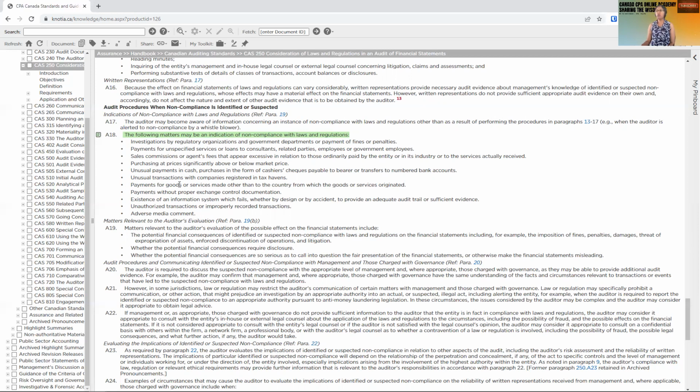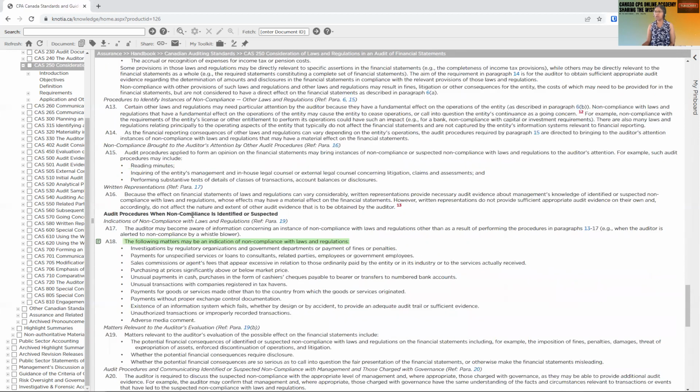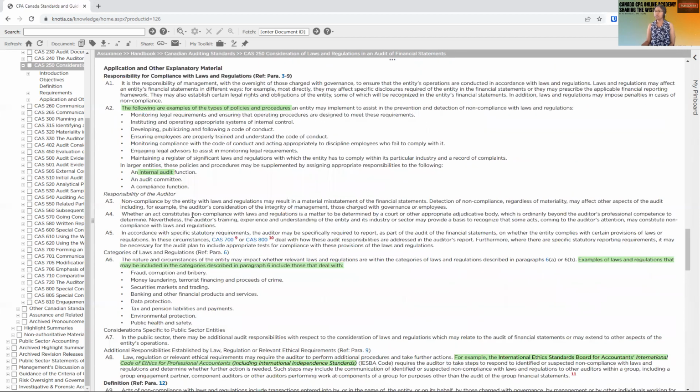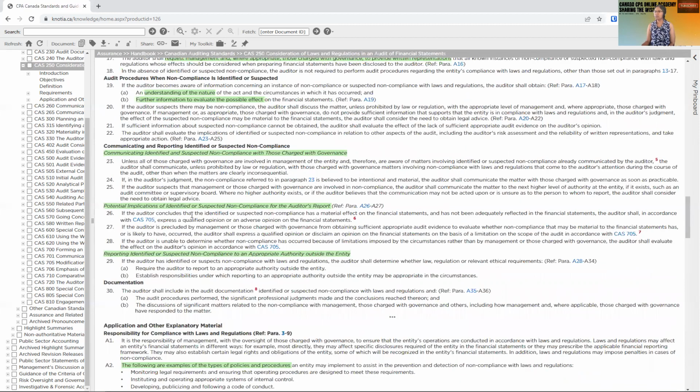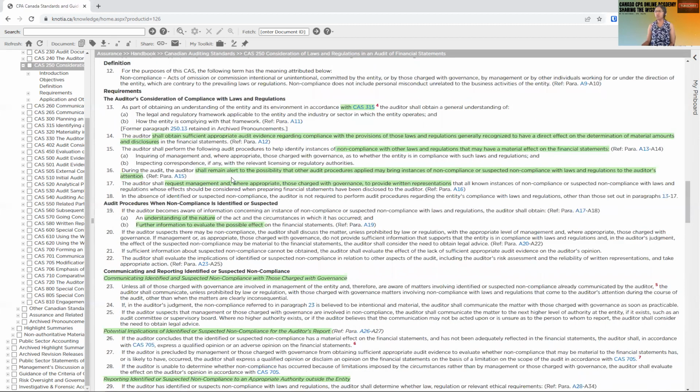If in a case setting there is any specific condition of non-compliance, then your procedures should be specific, pointing out which specific procedures need to be performed to identify the non-compliance for these laws and regulations. So that is the auditor's consideration of compliance: obtaining sufficient appropriate audit evidence and conducting specific audit procedures is required.